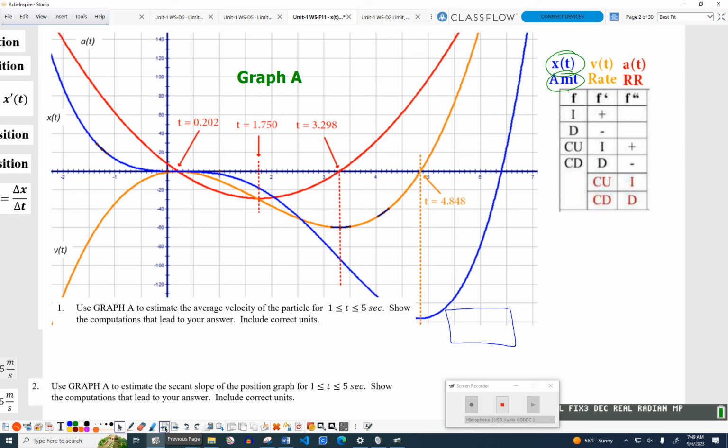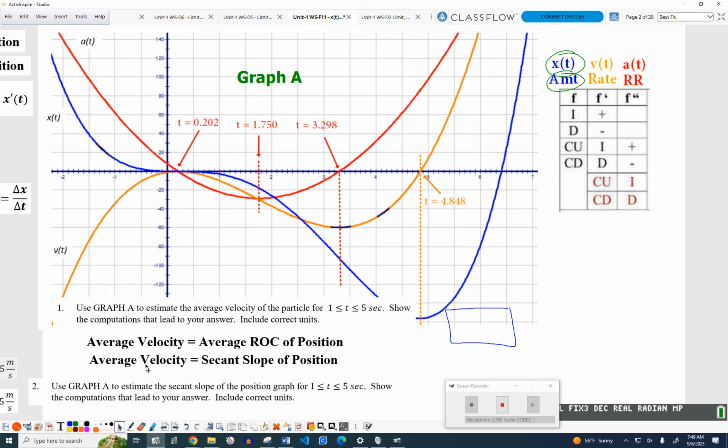So the key idea is that, as it shows in your notes, number 2 is identical to number 1. I put those both on just so you would remember that if you're finding the average velocity of a particle, that's the average rate of change of position, which is the same thing as finding the secant slope of a position. So those are exactly the same thing. You really don't have to write something extra for number 2, you just have to remember that they are the same thing. What does RSE stand for? Rate of change.